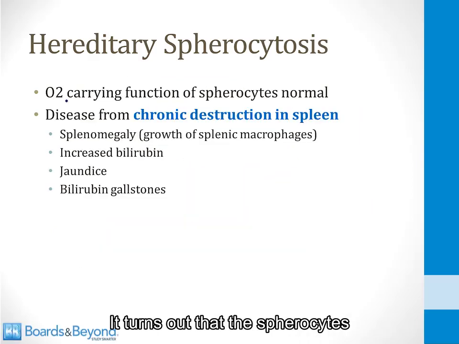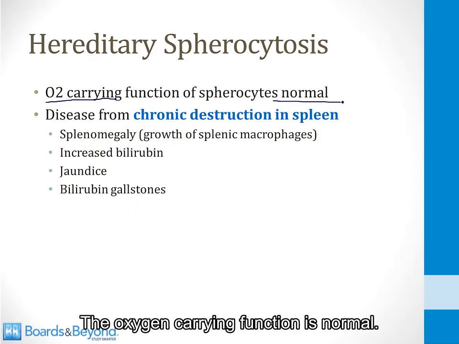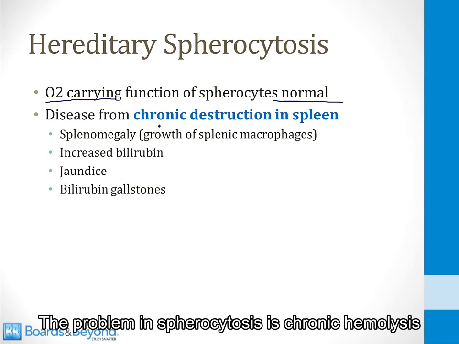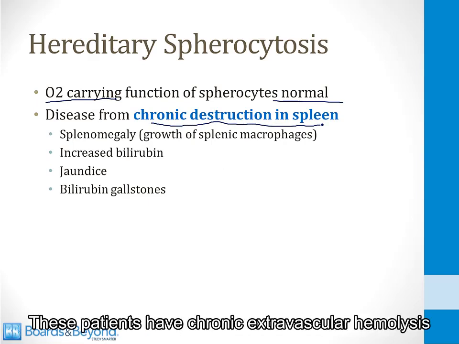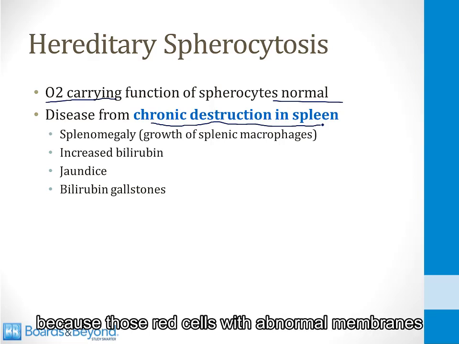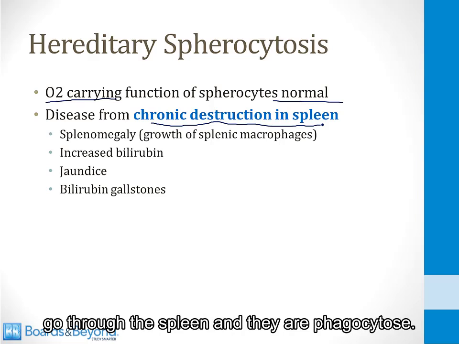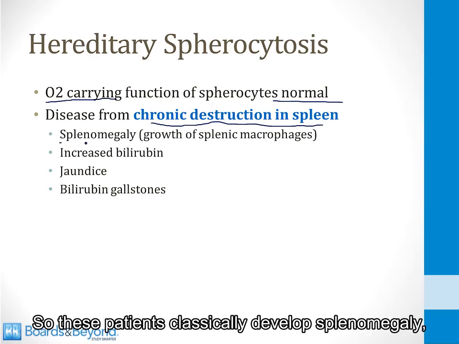It turns out that the spherocytes work just fine at carrying oxygen. The oxygen carrying function is normal. The problem in spherocytosis is chronic hemolysis by destruction of red cells in the spleen. These patients have chronic extravascular hemolysis because those red cells with abnormal membranes go through the spleen and they are phagocytosed. So these patients classically develop splenomegaly.